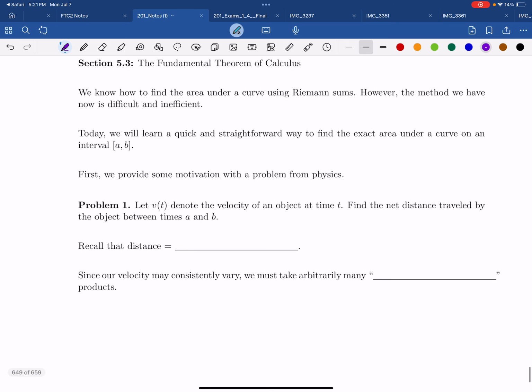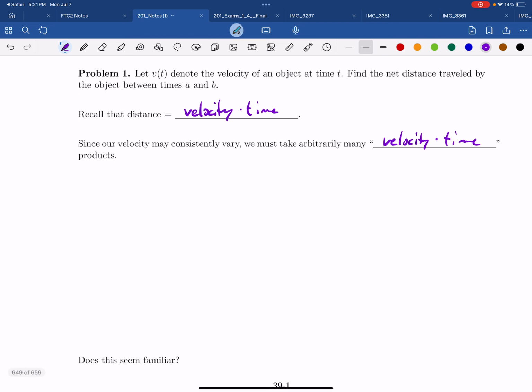Consider this problem, problem 1. Pause the video and read it. Now recall that distance equals velocity times time. Since our velocity might vary, we have to take many velocity times time products. And just to illustrate what this means, we might have something like this.